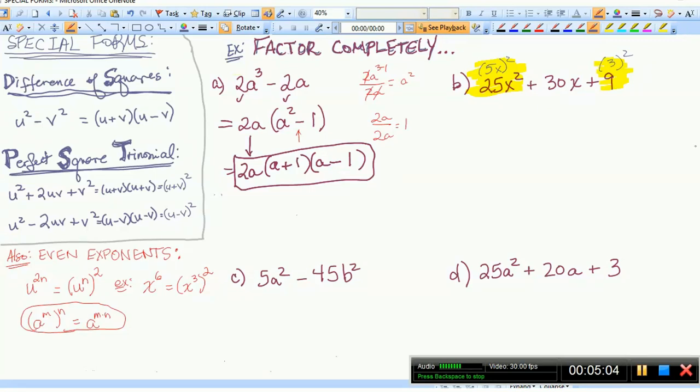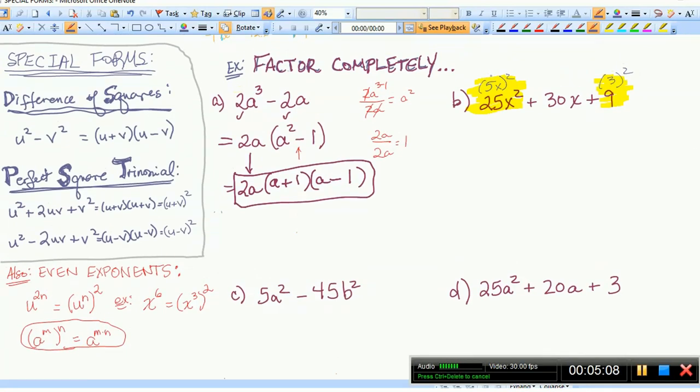Now, what other part of the pattern do we need to look for? Well, we need these roots, right? That 5x and that 3. In the middle, we need to see what? Twice these, the product of that 3 and that 5x. 2 times 3 times 5x. And is that what we have there? It sure is, right? Twice 15x. So this is a perfect square trinomial. Okay? So we factor that how? We'll have two plus signs, right? So we'll do what? The root 5x and the other root 3, squared, right?